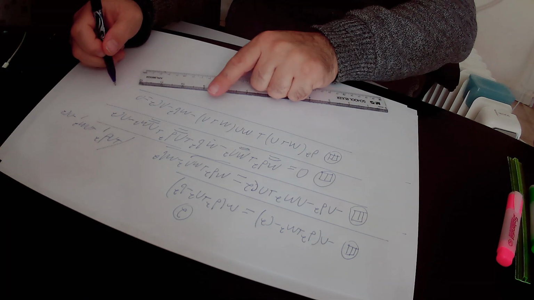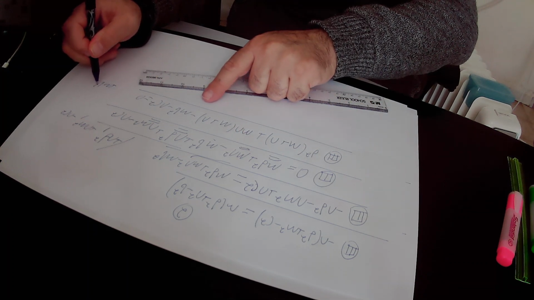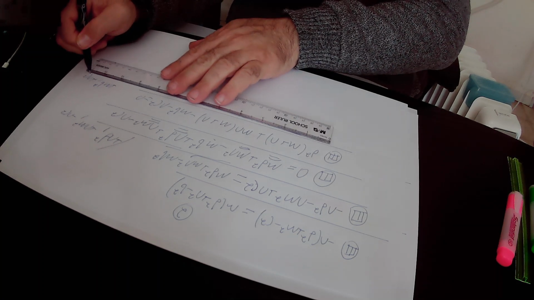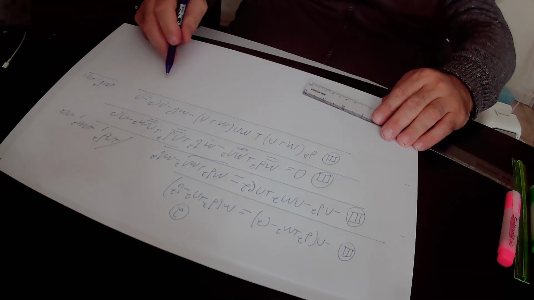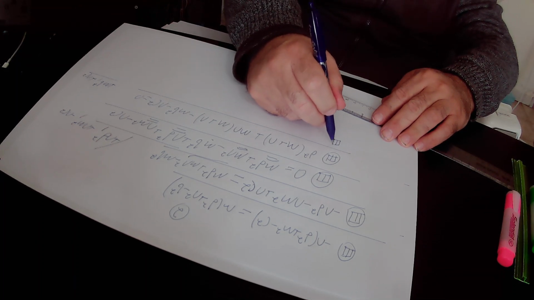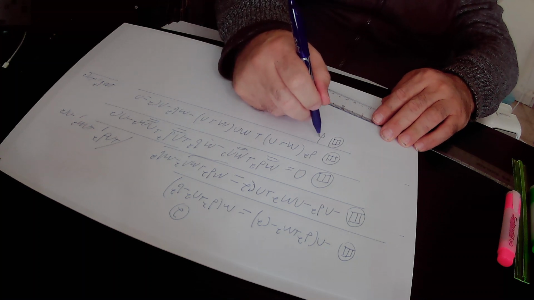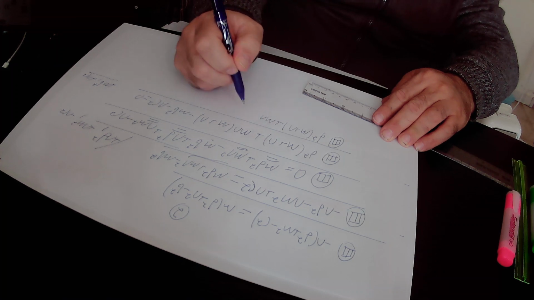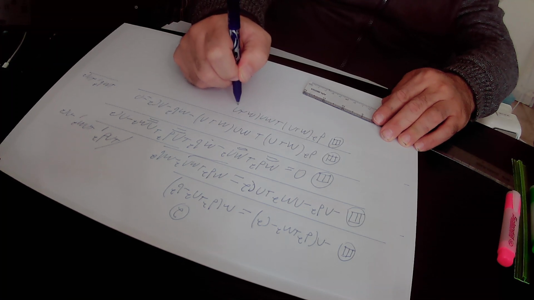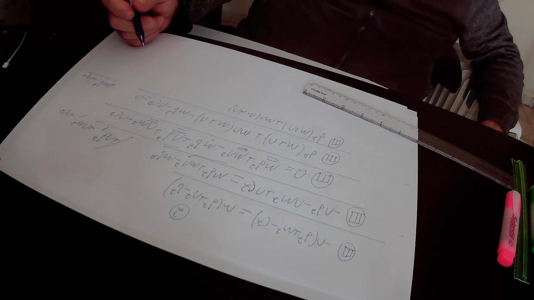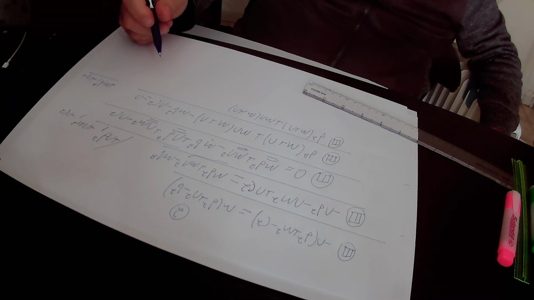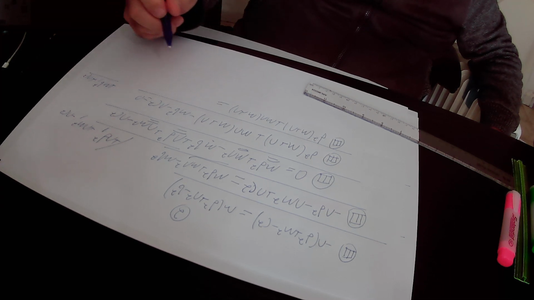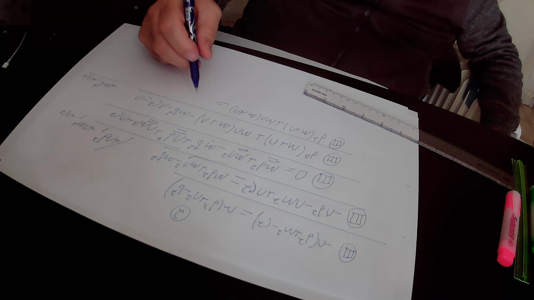In the next step, we will add mb square and also nc square to this equation number 3, and we will get that d square m plus n plus mn m plus n. mb square minus mb square is 0, and nc square minus nc square is 0. On the other side of the equation, we will have mb square plus nc square.